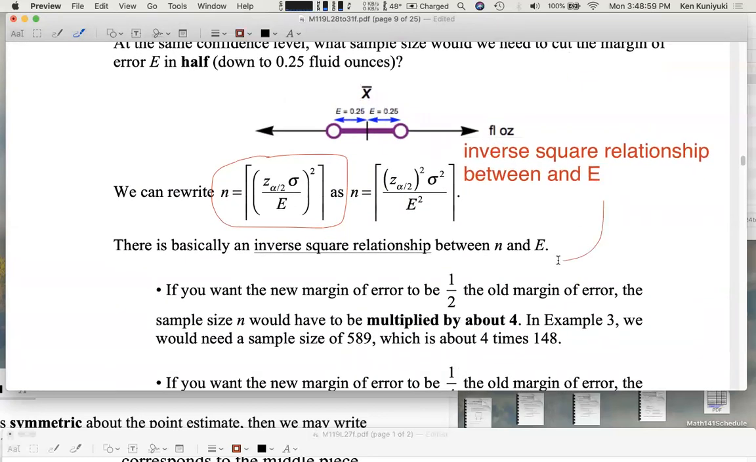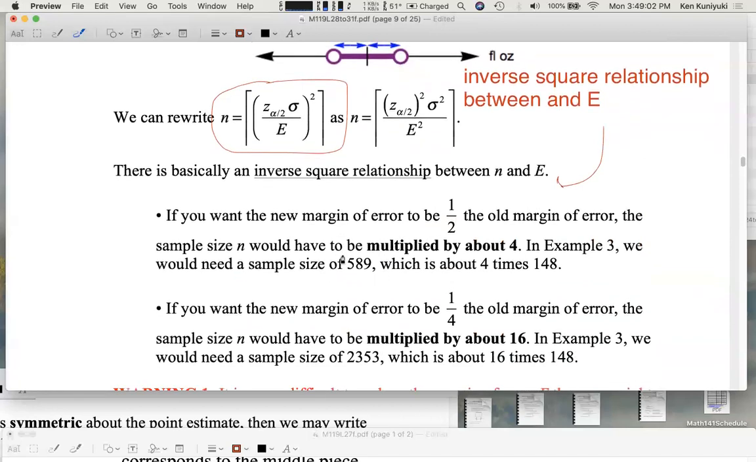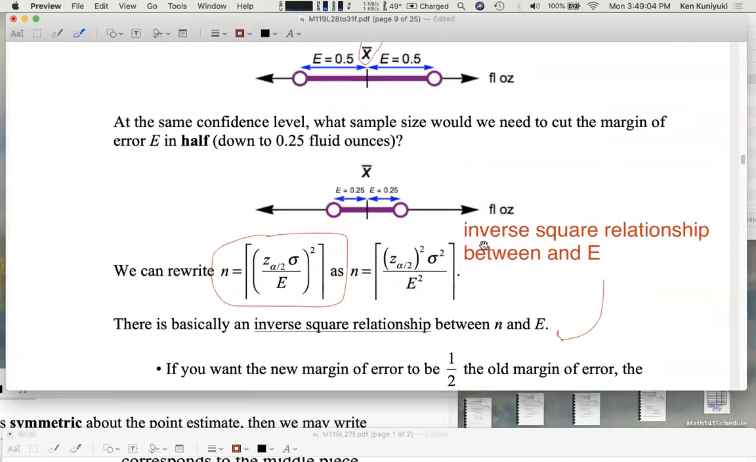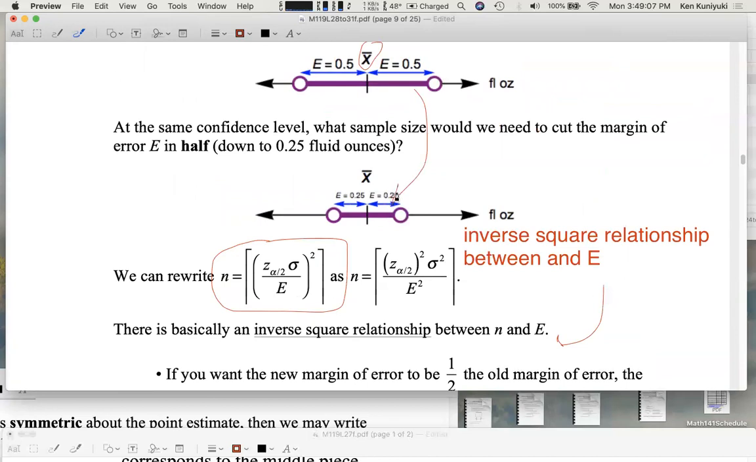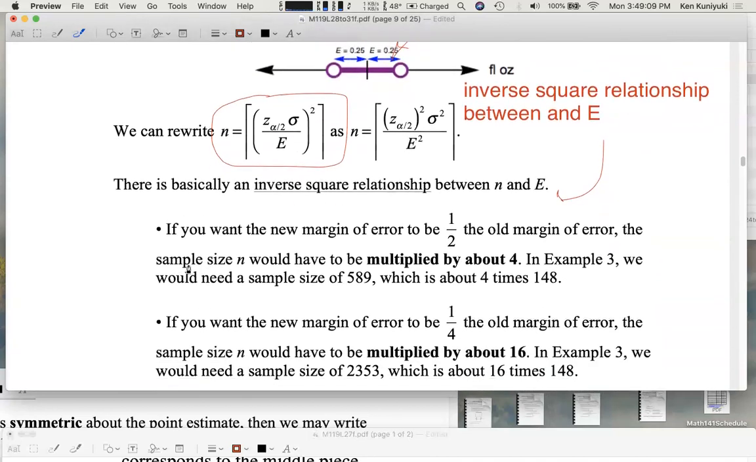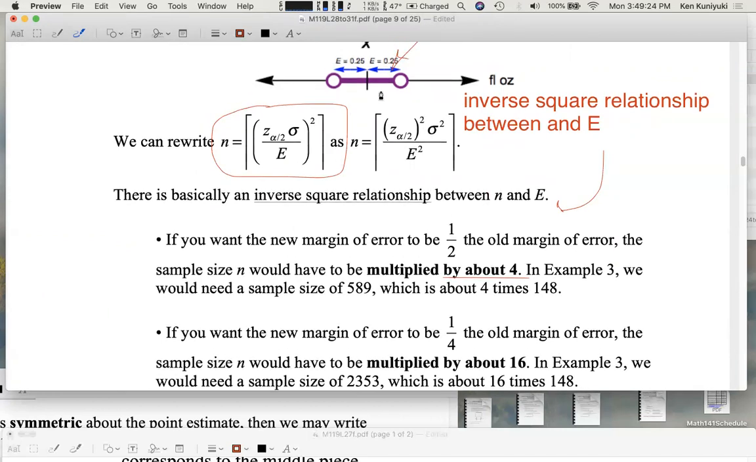Well, this is right here. If you want the new margin of error to be half the old margin of error, like in this example over here, from 0.5 to 0.25 fluid ounces, the sample size n would have to be multiplied not by 2, but by about 4. Granted, there are rounding issues over here. So in example 3, given the same specifications, if you wanted the margin of error to be cut in half down to 0.25 fluid ounces, your sample size would have to grow from 148 up to 589, which is about 4 times as large as before.